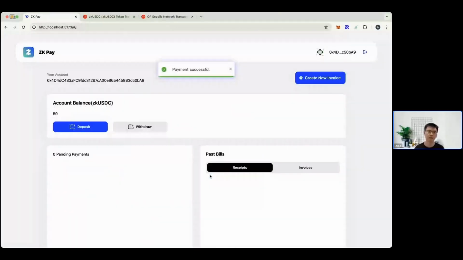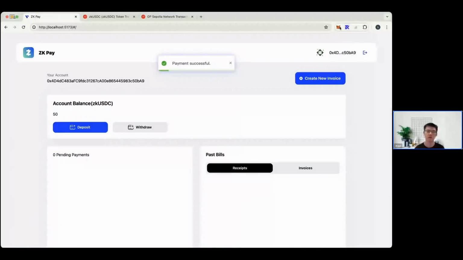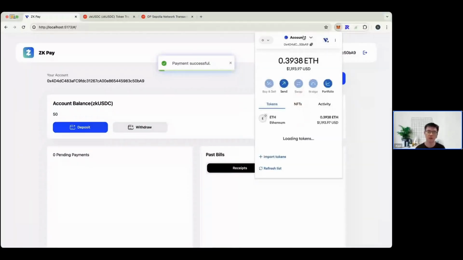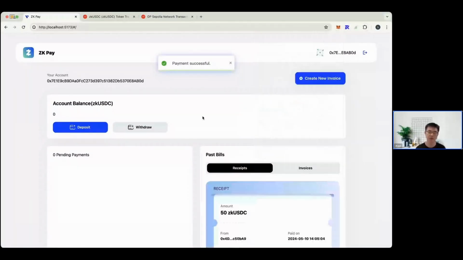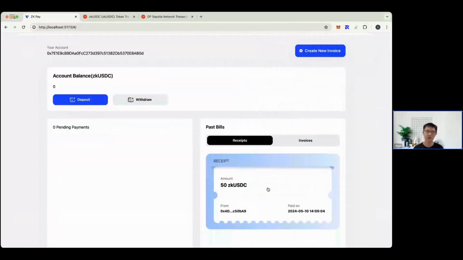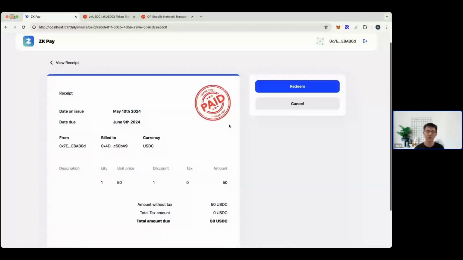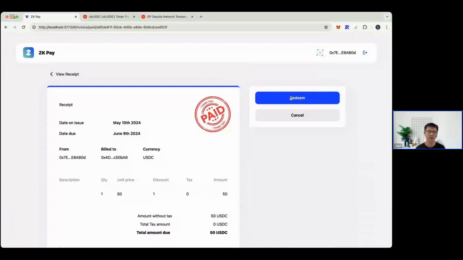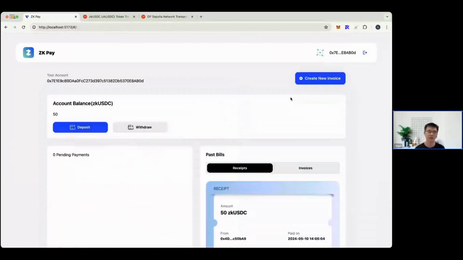Okay, so the balance here is now 50, and the other 50 is sent to account 2, but not through the Ethereum network, but through the zk payment layer. You see the receipt here, and it's already paid. What you can do is redeem the money that is sent in the zk payment layer. So account 2 now also has 50 within their zk payment layer.